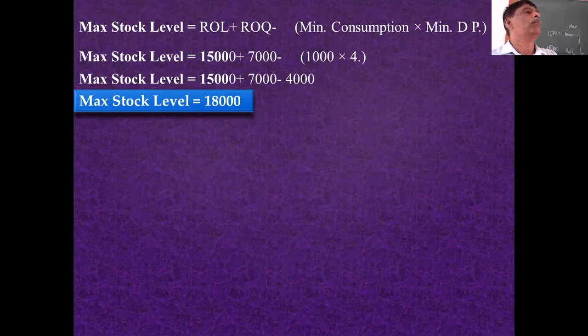But the public will not accept it because your maximum stock level is less than ROL. Maximum stock level should always be more than ROL. ROL is at this level and maximum stock level should always be above the ROL. Therefore, this answer is wrong.